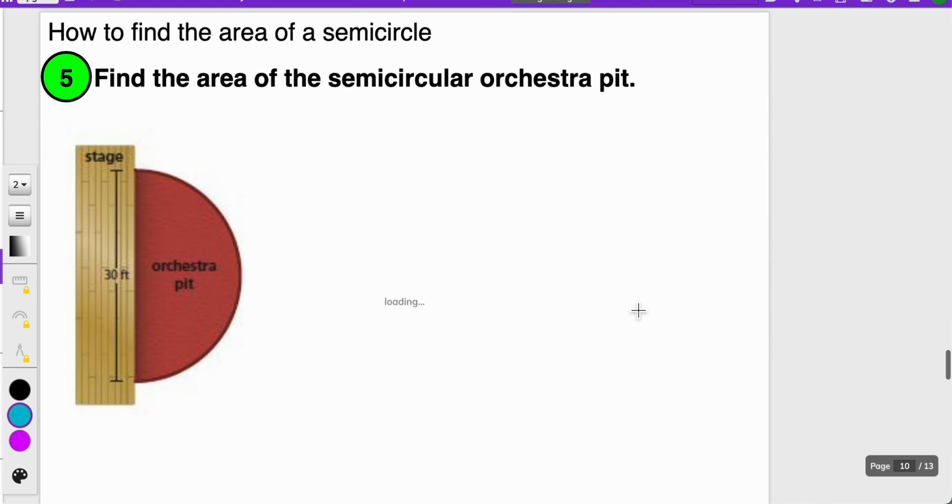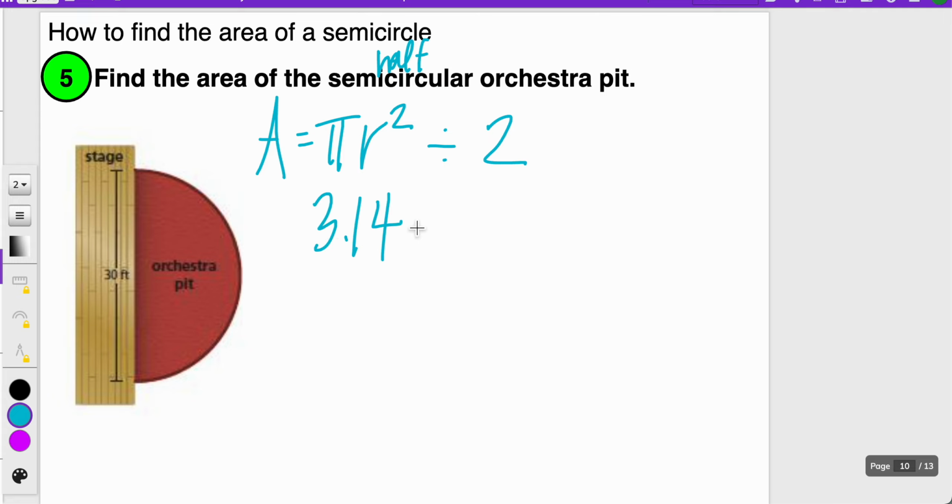This next piece, we're going to focus on semicircles. So you're still going to take your formula for area, but a semicircle is exactly half of a normal circle. So once we're done finding the area, we're just going to divide everything by 2. So in this case, pi is still 3.14. My radius, though, is not 30. This is my diameter, so to find my radius, I've got to divide this by 2. So my radius is actually equal to 15 feet.